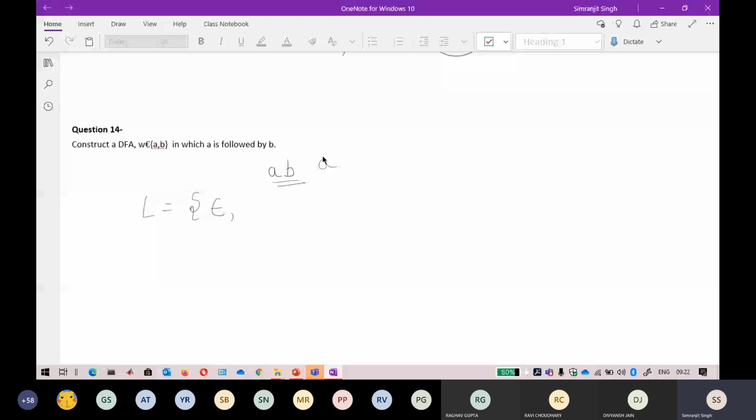It means that if a comes, then b follows it. If a comes, b should follow it. But we have not defined the scenario of what happens if there is no a. So this is a very interesting question.